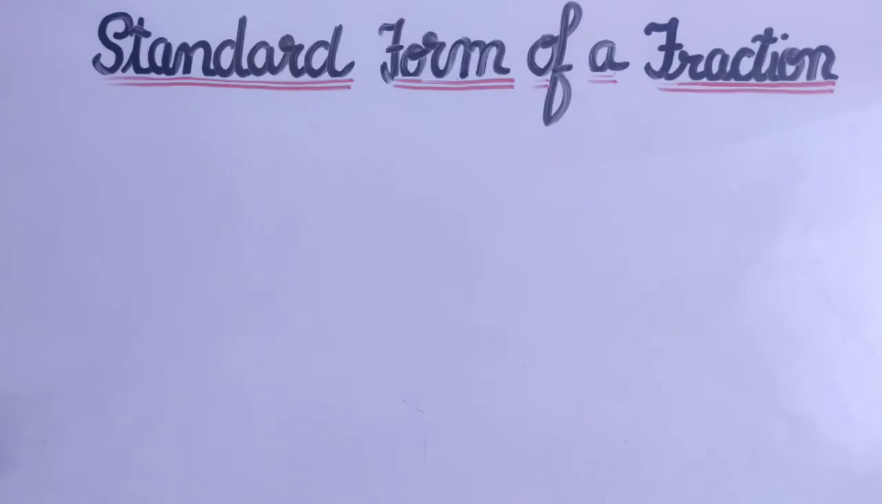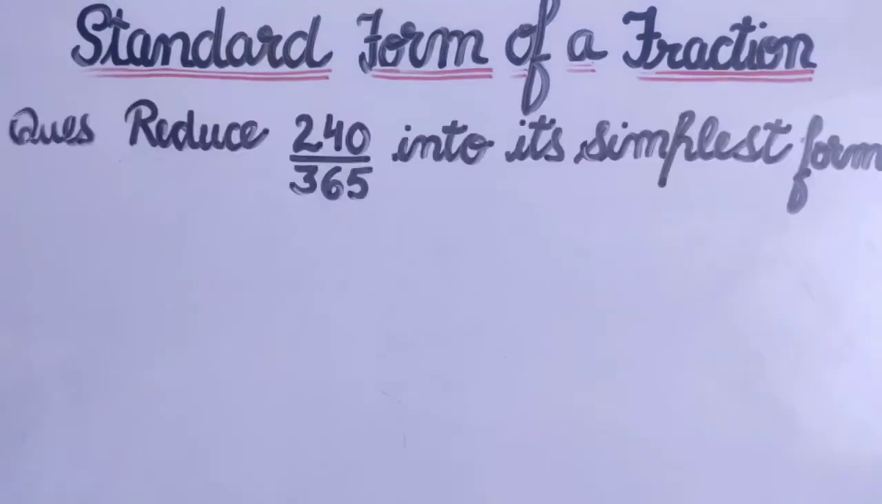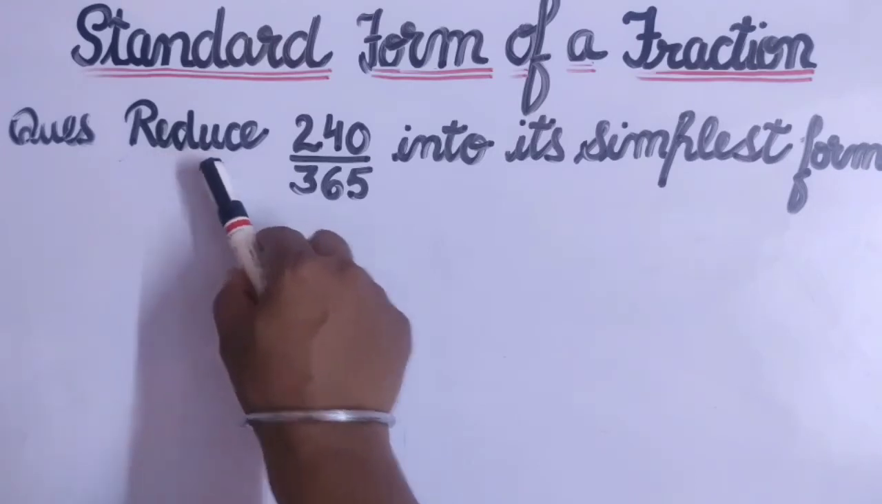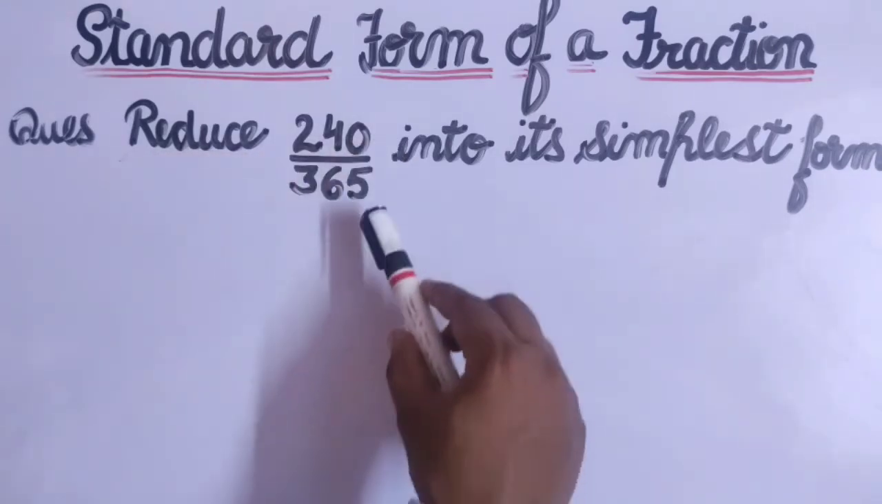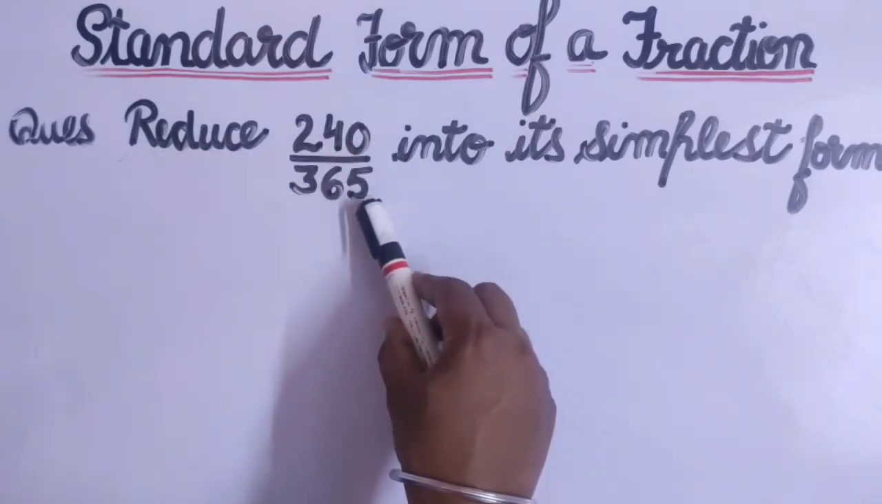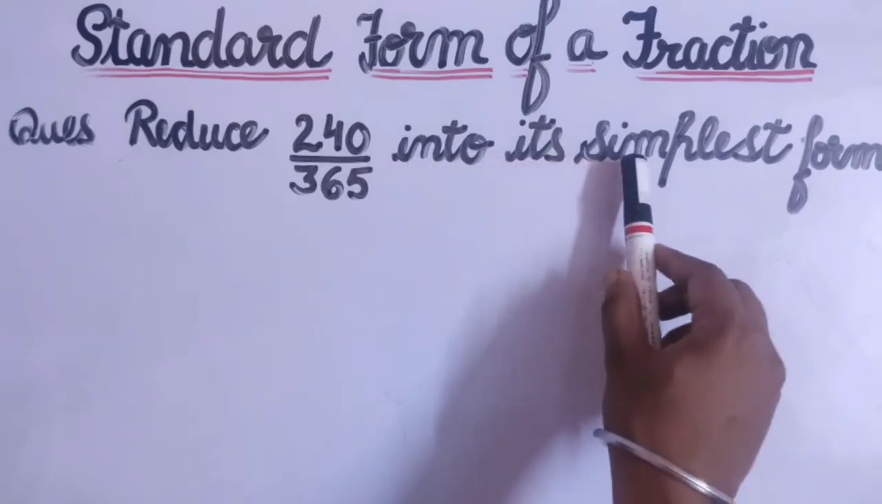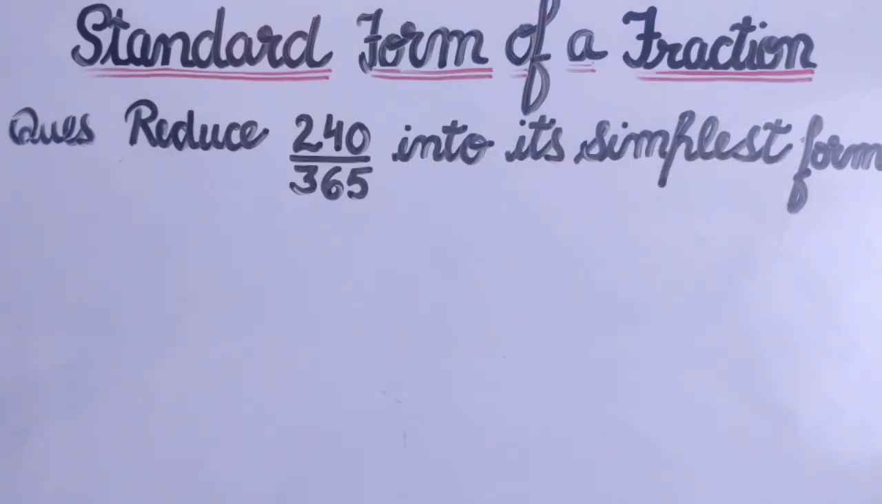Today we will study how to reduce the given fraction into simplest form. If a fraction is given to us, then how we can convert that fraction into its simplest form. Let us understand it with the help of one example. Question is, reduce 240 by 365 into its simplest form or in standard form.